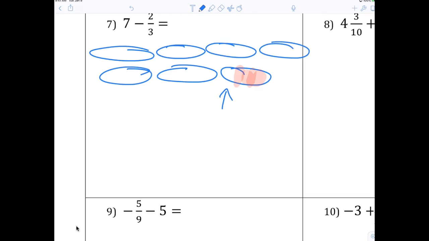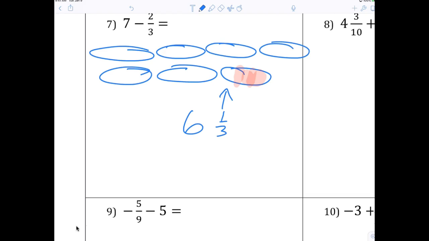There's 7 big subs, and you come along and eat 2/3 of one. That means how much is left on this one sub? 1/3. And how many whole subs do you see? That's why the answer is 6 1/3. You could also turn the 7 into 6 3/3.